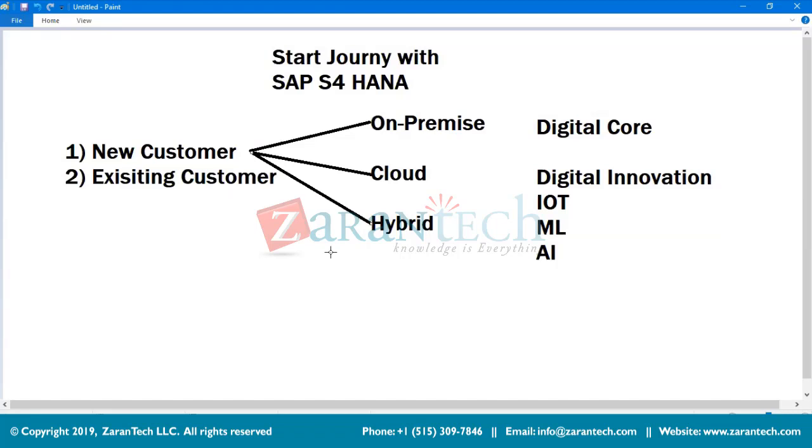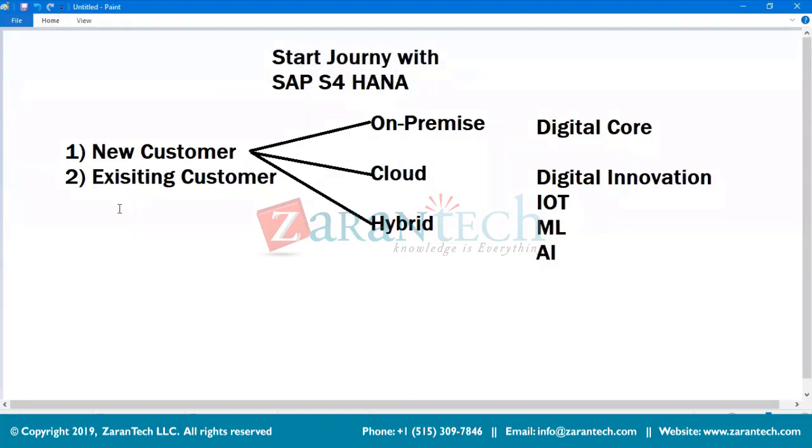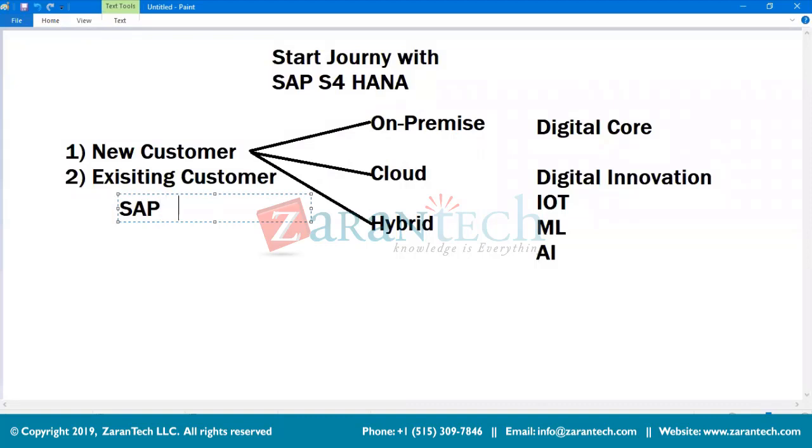When you talk about an existing customer, it is nothing but a customer who has already started his journey with SAP. Maybe he is on SAP ECC. He is an existing customer. Now he wants to start the journey with SAP S4HANA. We call it the next generation business suite. Why the name next generation business suite has come, we'll explain in the coming classes.